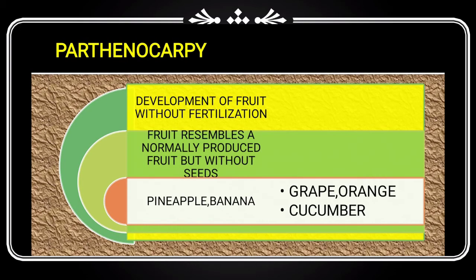Development of fruit without fertilization is called parthenocarpy. Fruit resembles and normally produce fruit but without seeds. Example: pineapple, banana, grape, orange and cucumber.